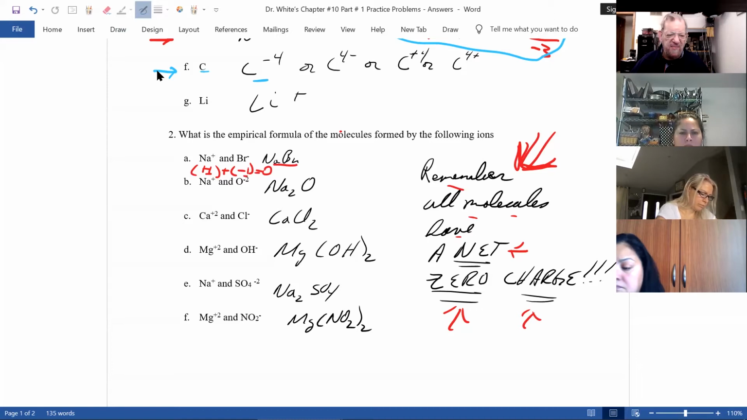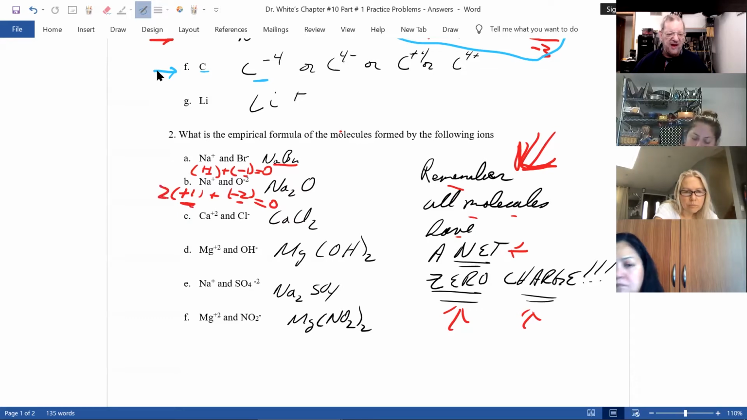Now let's look at B. B is a +1 sodium plus a -2 oxygen, and that has to add up to 0. Oh, it doesn't. You can't change the charge, but you can change how many. Well, if I look here, how many do I have? I need a -2. What do I multiply 1 by to get +2? Times 2.